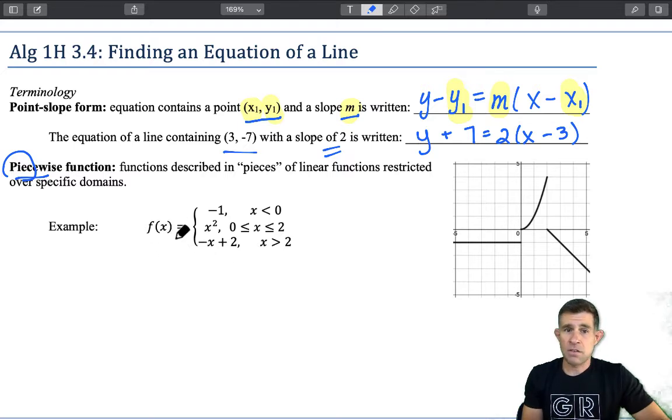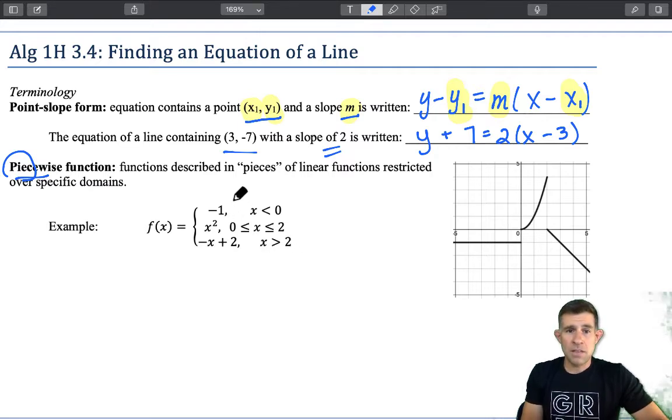So here is our function. It's going to take on three forms. It's going to take on the graph of y equals -1, where x is less than 0. It's going to take on the graph of y equals x squared between 0 and 2 on the x-axis. And it's going to take on the form of -x plus 2, where x is greater than 2.